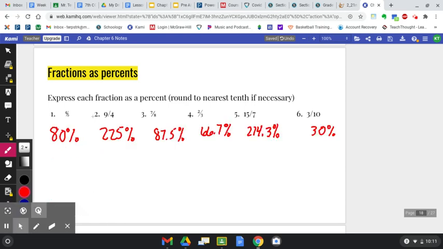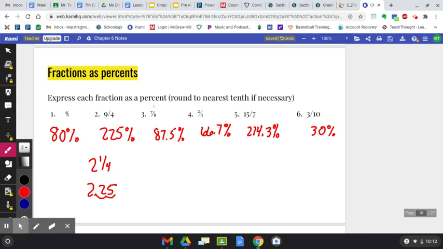All right, let's see how you did, and we'll talk about a few of these, right? Looking at 9 over 4, I know that the top number is greater, right? I mean, if I turn that into a mixed number, 4 goes into 9 twice with 1 left over, right? So I know that's 2.25 as a decimal, times it by 100, that gives me 225%.